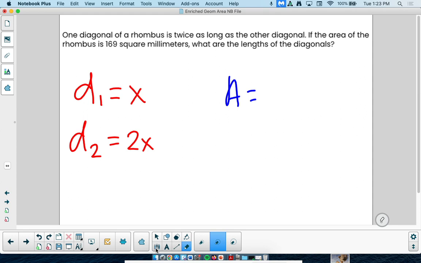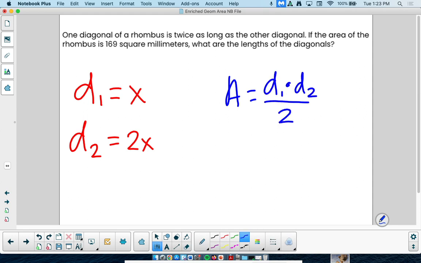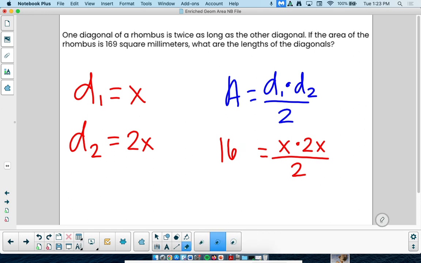You're close, but not quite. Sorry, I write out my formula because that's easier to see. That's divided by 2. What is our area of our rhombus? 169. So 169 equals x times 2x all over 2. Did I write it upside down? Yep, I was thinking of the formula. Thank you for catching that.